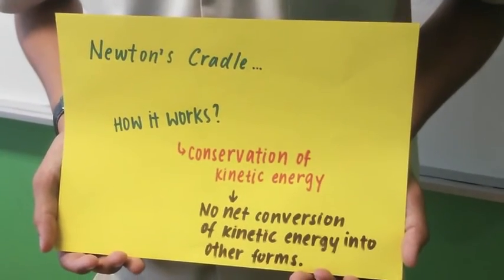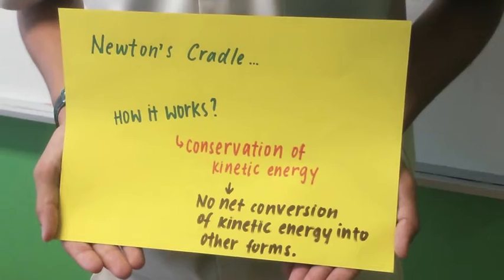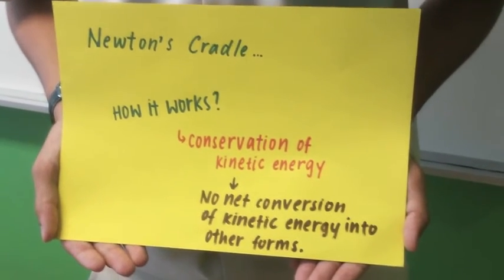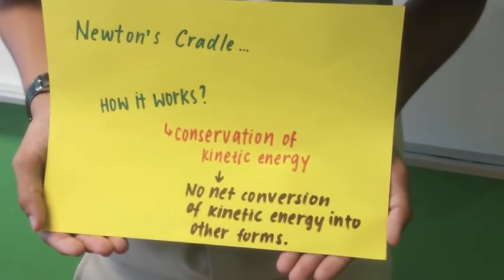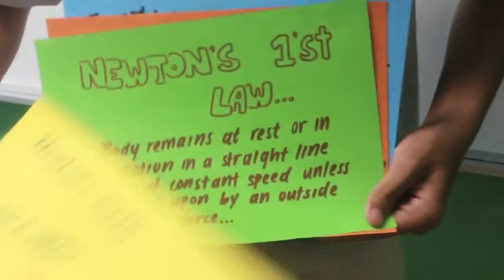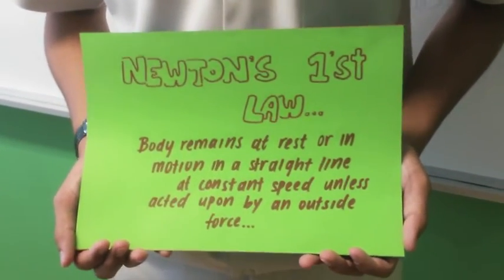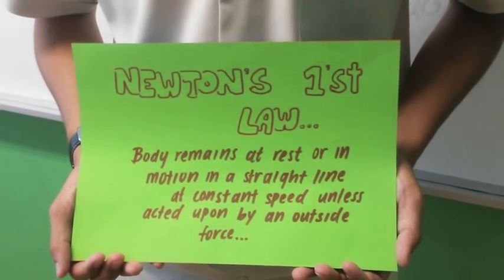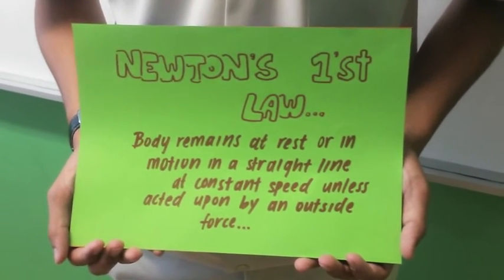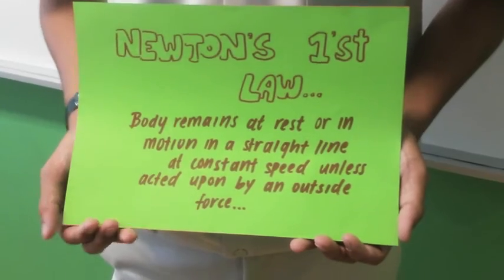Newton's cradle, how it works. Conversion of kinetic energy leads to no net conversion of kinetic energy into other forms. Starting with Newton's first law, a body remains at rest or in motion in a straight line at constant speed unless acted upon by an outside force.